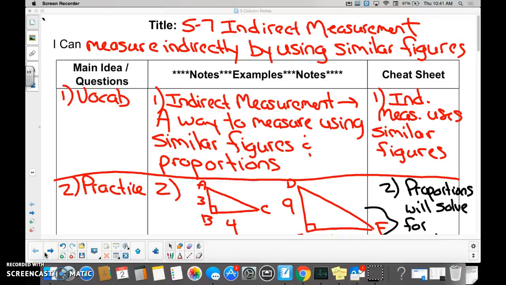3-7 Indirect Measurement. I can measure indirectly by using similar figures. Easy enough? Yes or no? Yes. Indirect measurement basically utilizes proportions, which we've already done a lesson on proportions. I don't really see much of a difference between the two. You do need to know that indirect measurement is using two similar shapes to find missing dimensions or missing measurements.